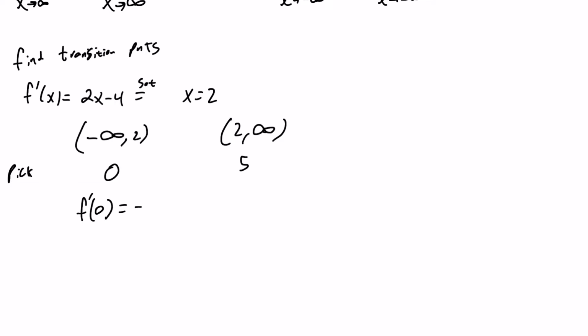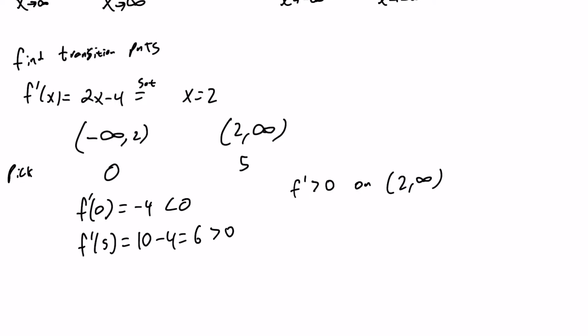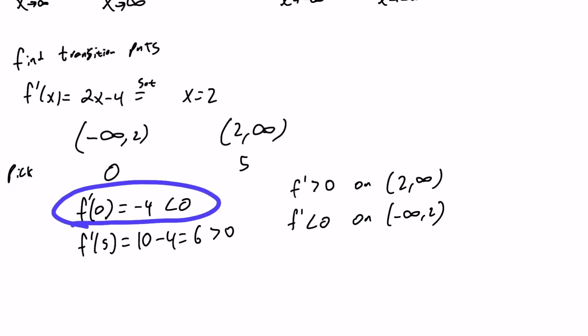So f prime of 0 is minus 4, which is less than 0. And f prime of 5 is 10 minus 4, which is 6, bigger than 0. So that means f prime is bigger than 0 on the interval from 2 to infinity, and f prime is less than 0 on the interval from minus infinity to 2. And what does that mean about our point x equals 2? It means that must be a minimum, right? Because we're decreasing to the left of x equals 2, we're increasing to the right of x equals 2.